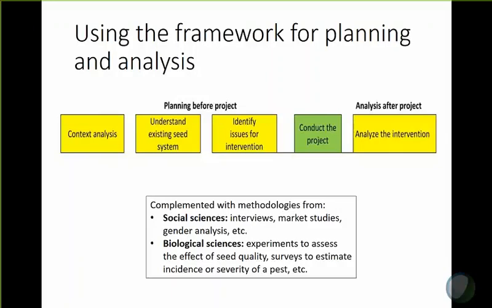The framework, as you can see, is a very simple tool, so it should be complemented with other methodologies coming from social sciences, for example, interviews, market studies, gender analysis, depending on the question that you want to answer, and also from biological sciences. For example, we will need to do experiments to assess the effect of seed quality or surveys to estimate the incidence or severity of a pest, etc. So the idea is to use the framework as a first tool to understand and describe an existing seed system or understand an intervention, and then you can use other methodologies, other tools to go deeper.